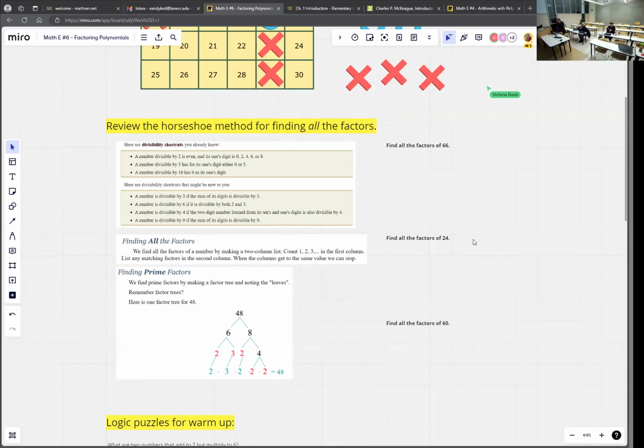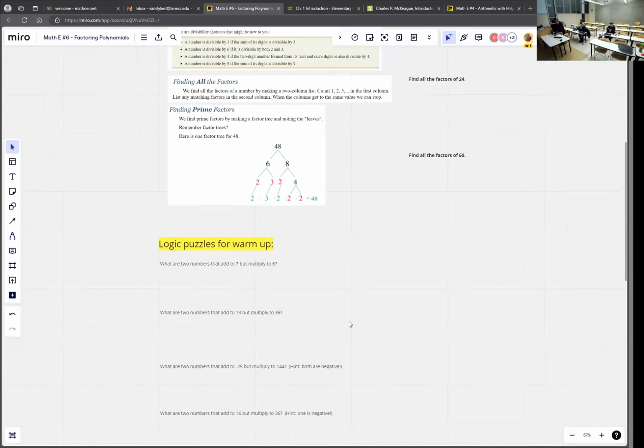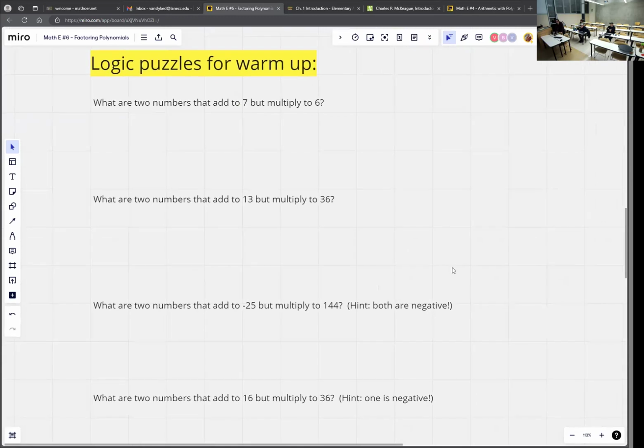Then there's some logic puzzles, which say things like, what are two numbers that add to 7 but multiply to 6? They add to this but multiply to that. Cool question. Sometimes it's negative. What are two numbers that add to negative 25 but multiply to 144, and so on. And that is actually the thinking you need to do the factoring.